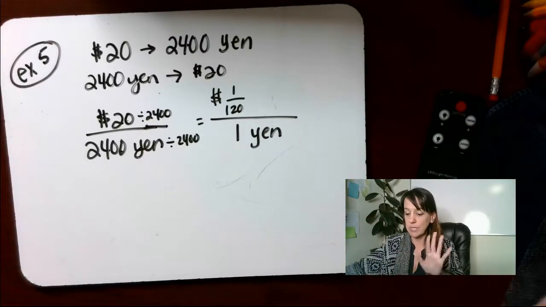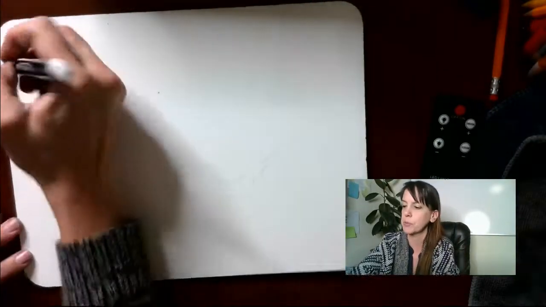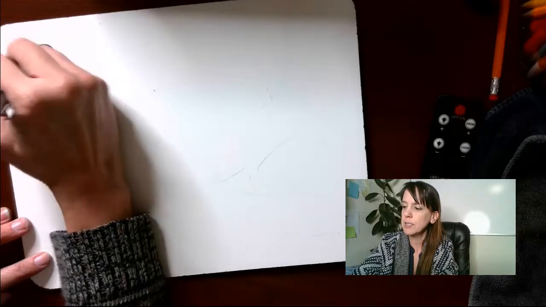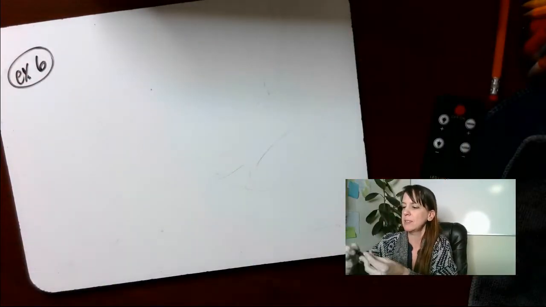Let's see. So sales tax. Let's look at example number 6. So make sure your unit rate, the 1 is on the bottom. I messed up on that first one. So example 6 here is, let me grab a different marker.